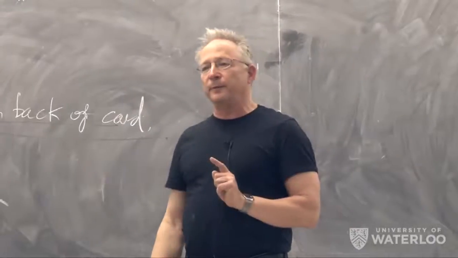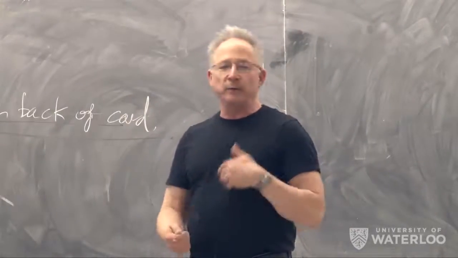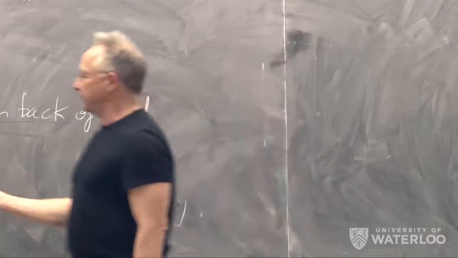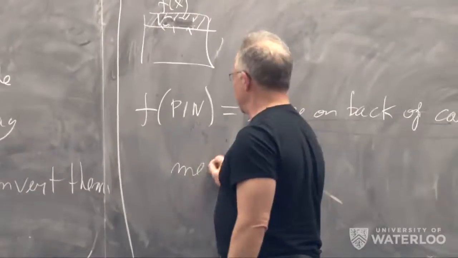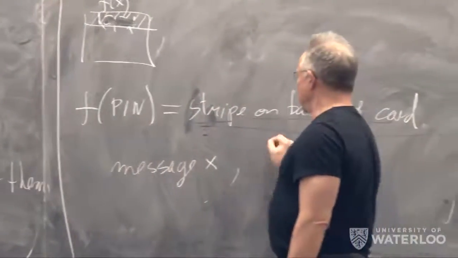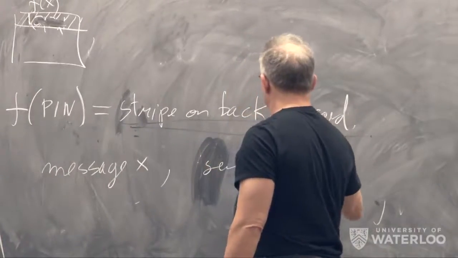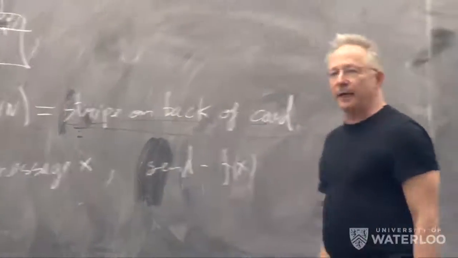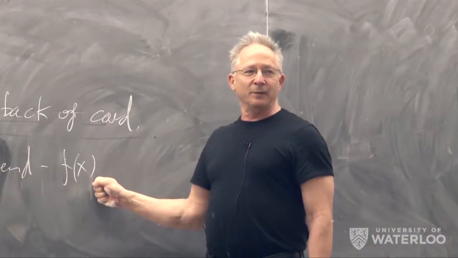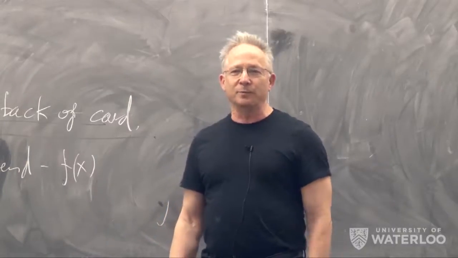But there is a problem if I want to use it to send you a secret message. If I use a one-way function to send you a secret message, I take my message x, and I use my function, and I send you f of x. So now I'm very happy. Nobody who finds the message will be able to decrypt it and find x. But there is a small problem. What's the small problem? Yes?